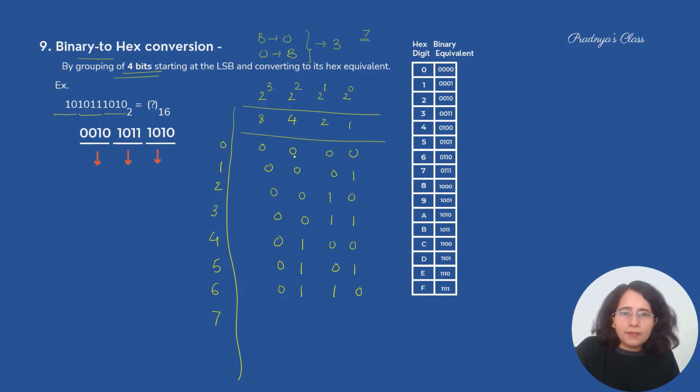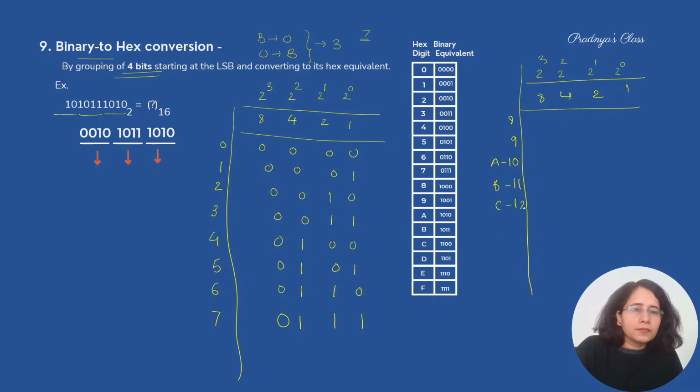Now try to find out for 7. How will I get 7? 4 plus 2 plus 1 will be 7. So I should write 1 here, 1 here also and 1 in this column also. The rest of the bits will be 0. Now we have to find out the binary equivalent of 8. So I will write 1 here and the remaining bits will be 0.